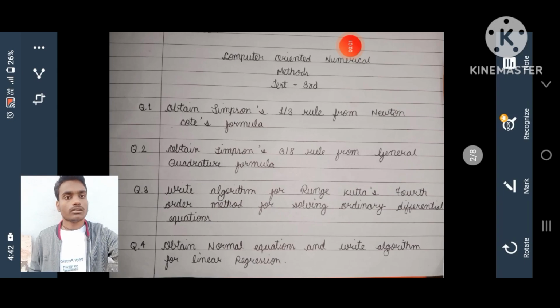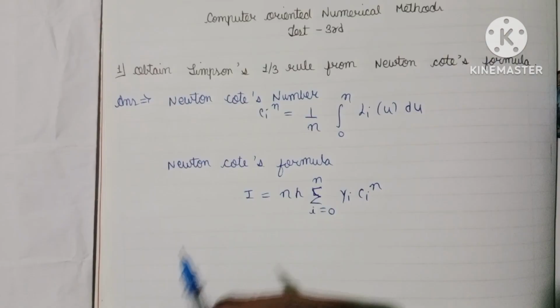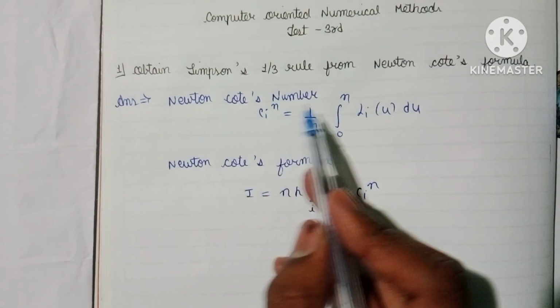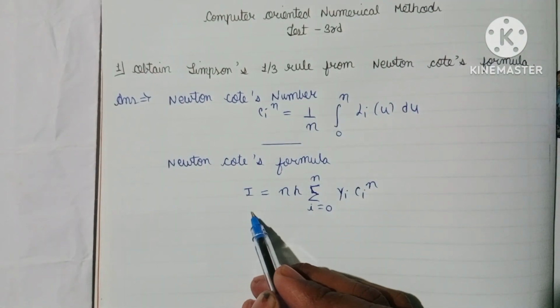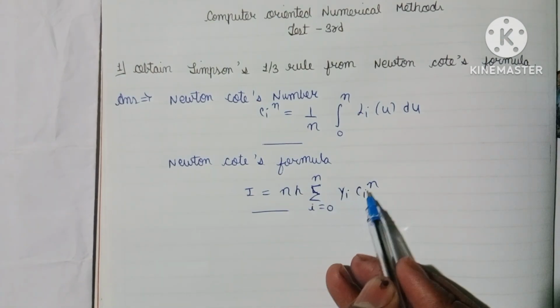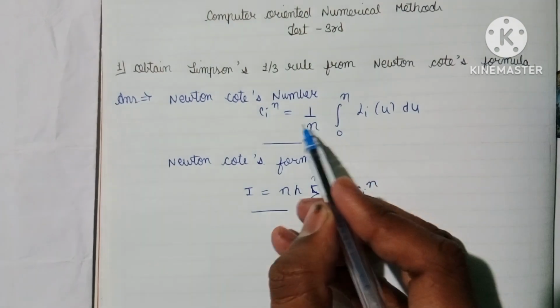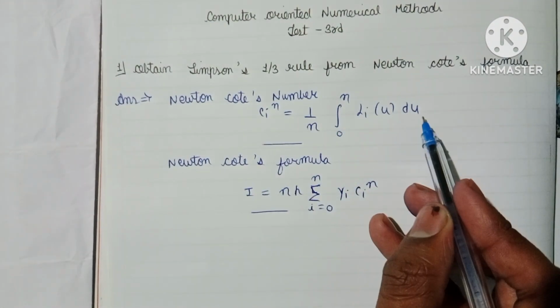So question number one from test three of the subject Computer Oriented Numerical Method is: obtain Simpson's 1/3 rule from Newton-Cotes formula. So let's start the solution. We start by writing the Newton-Cotes formula, which is I equal to nh sigma from i equal to 0 to n of y_i C_i^n, where C_i^n is equal to 1 by n integral from 0 to n of L_i(u) du.